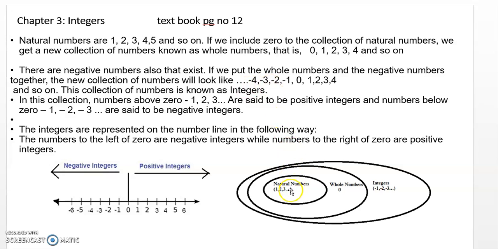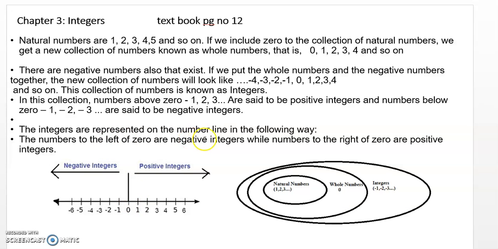Natural numbers start from 1, 2, 3. If you put 0 before 1, you get the whole numbers. Then including this 0, natural numbers and the negative numbers, you will get integers. So you can see here 0, then 1, 2, 3, 4, and then minus. So all of this is called integers. So what does an integer consist of? It consists of the positive numbers and the negative numbers including 0. So these are known as the integers.